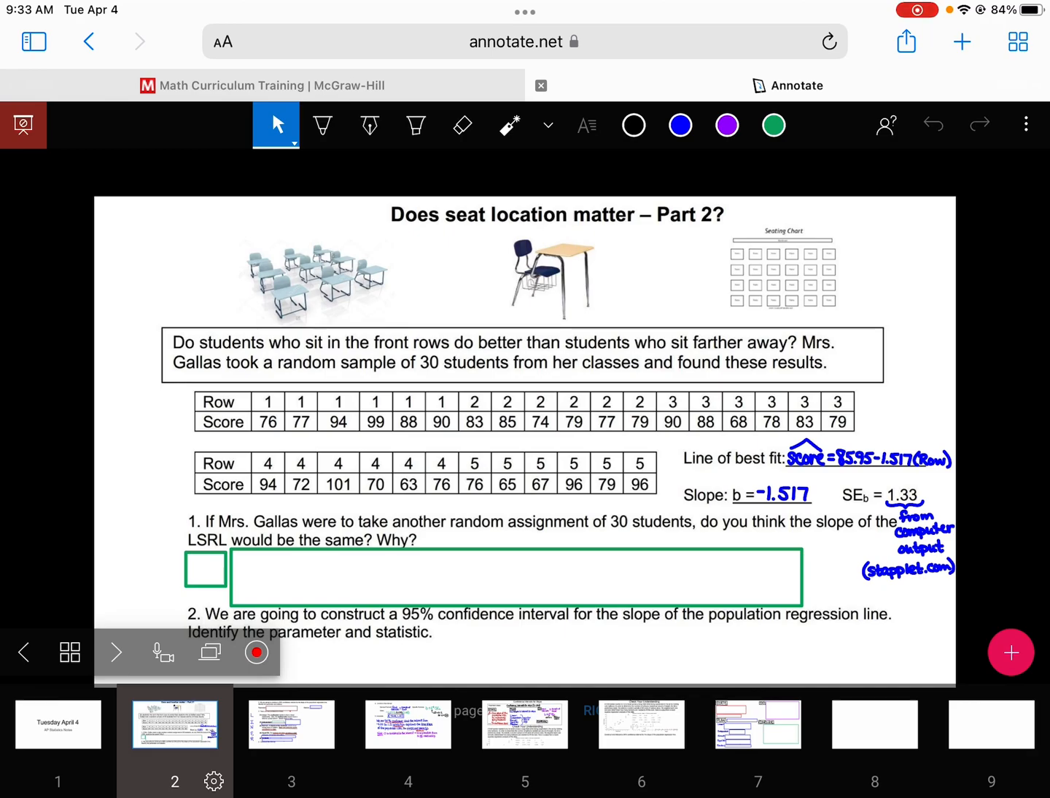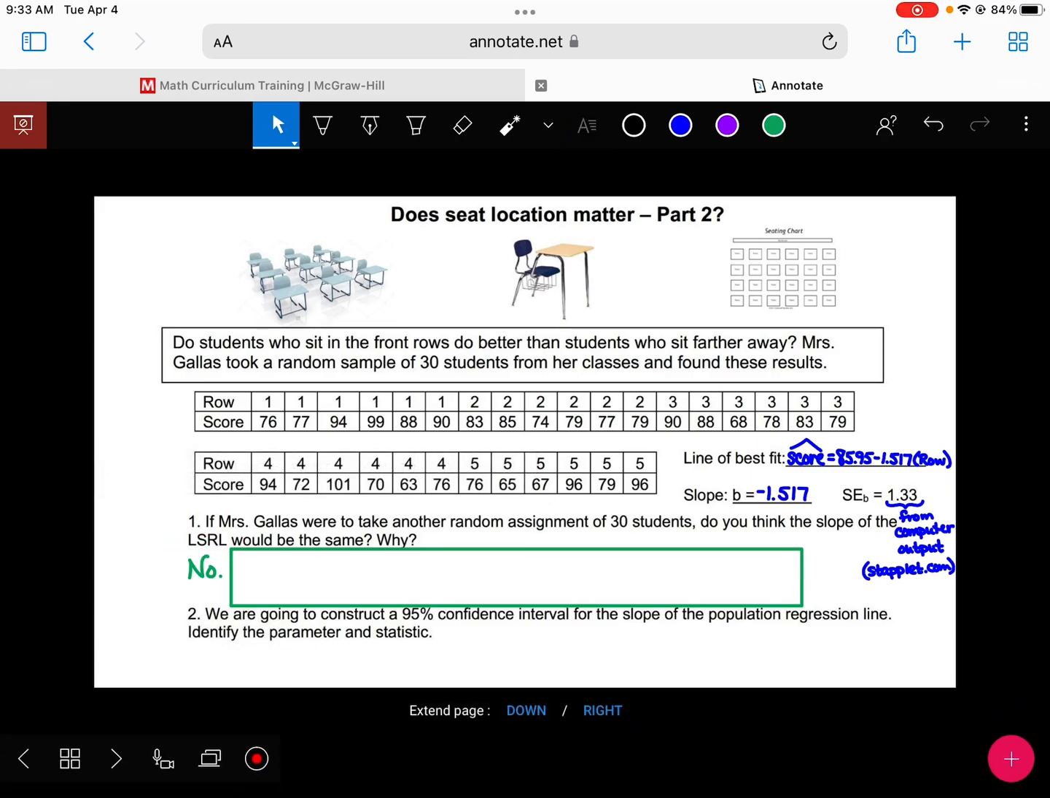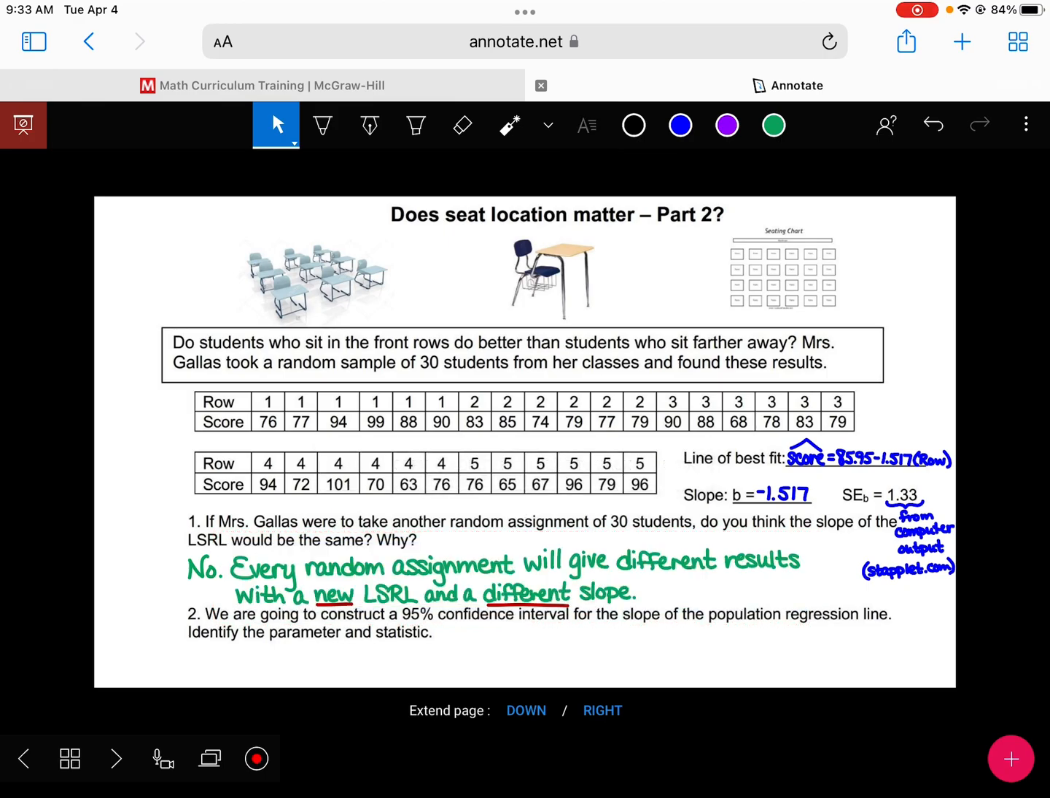If we were to take another random assignment of 30 students, would the slope of that least squares regression line be the same as this slope? Why not? It's going to vary, right? When you guys calculated the slopes for your random assignments, we didn't all come up with the exact same slope of negative 1.517. Every random assignment is going to give different results with a new least squares regression line and a different slope.